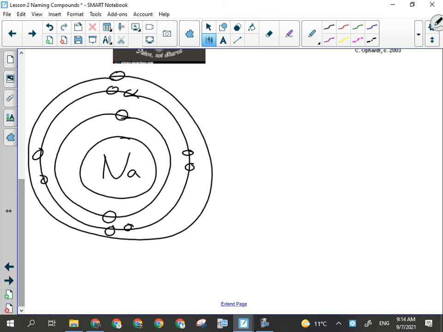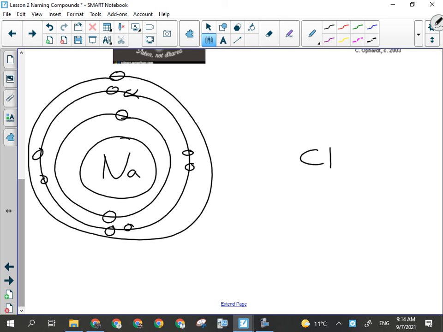Elements desire to have a full outer ring or outer shell of electrons. The only way for sodium to have a full outer shell is to either pick up 7 electrons from somewhere or find a place to dump 1. What's easier? Finding a place to dump 1. Yeah.